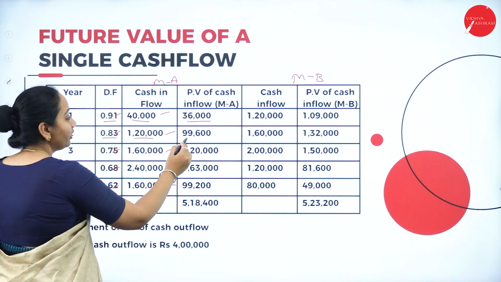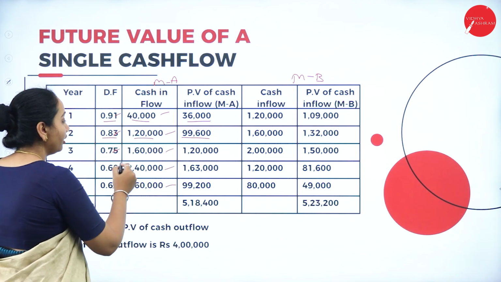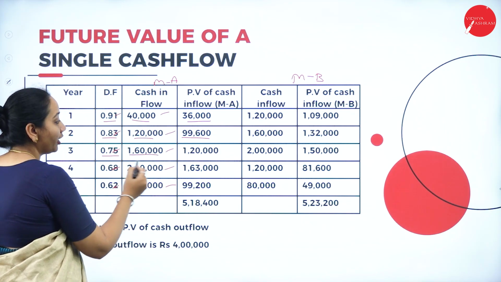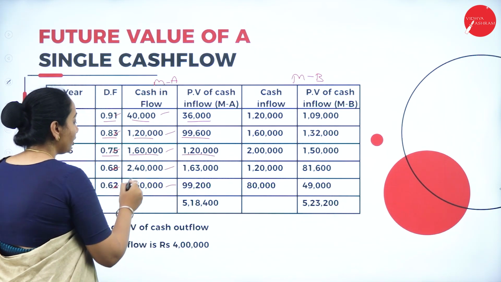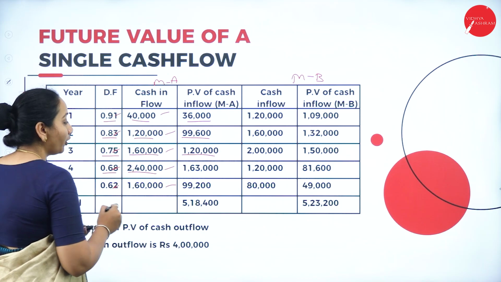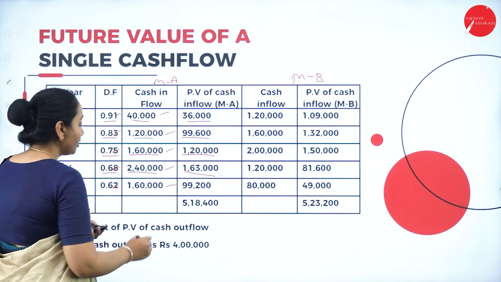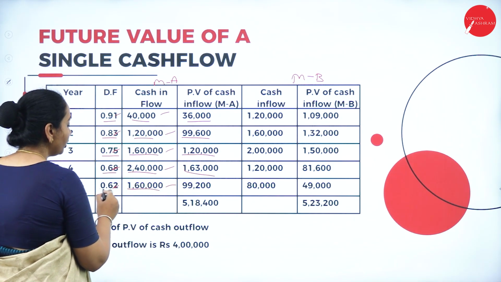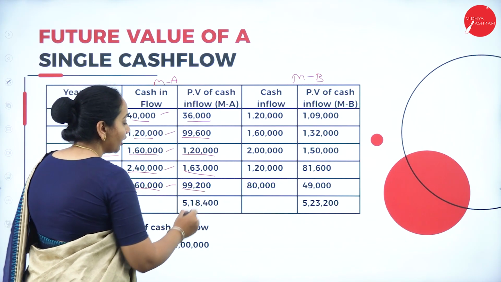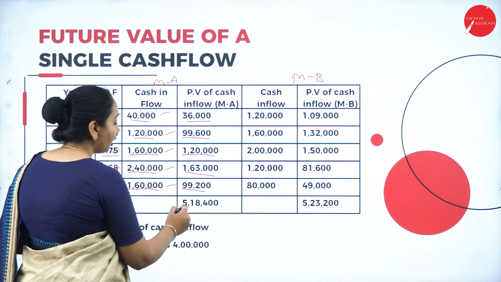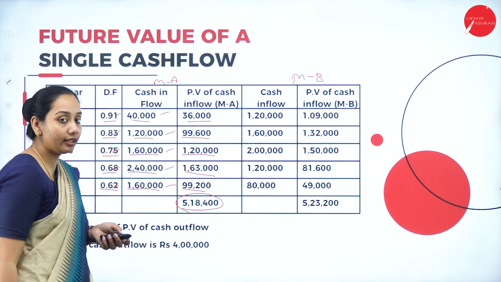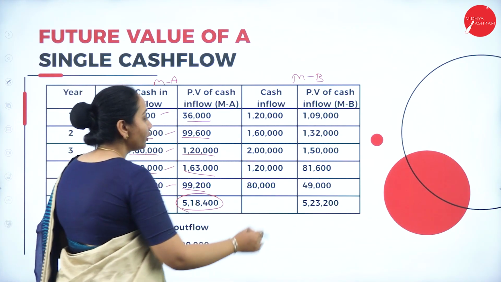1,20,000 into 0.83 will get 99,600. 1,60,000 into 0.75 will get 1,20,000. 2,40,000 into 0.68 will get 1,63,000, and 1,60,000 into 0.62 will get 99,200. So the total value is 5,18,400.